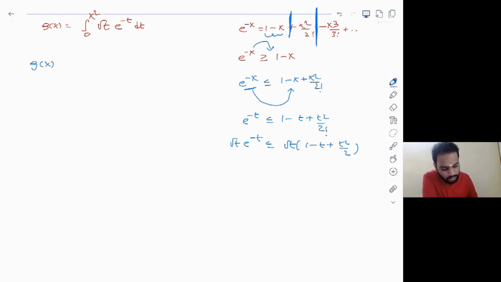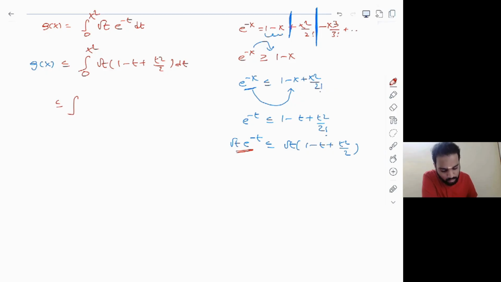So which means I can say that this g of x function will definitely be less than or equal to, okay, because you understood that root t into e power minus t is less than or equal to this value, right? That is why g of x will be less than or equal to the integral 0 to x of square root t multiplied by the upper bound of e power minus t, which is 1 minus t plus t square by 2 factorial, which is 2, and whole multiplied by dt. Now you can expand the remaining.